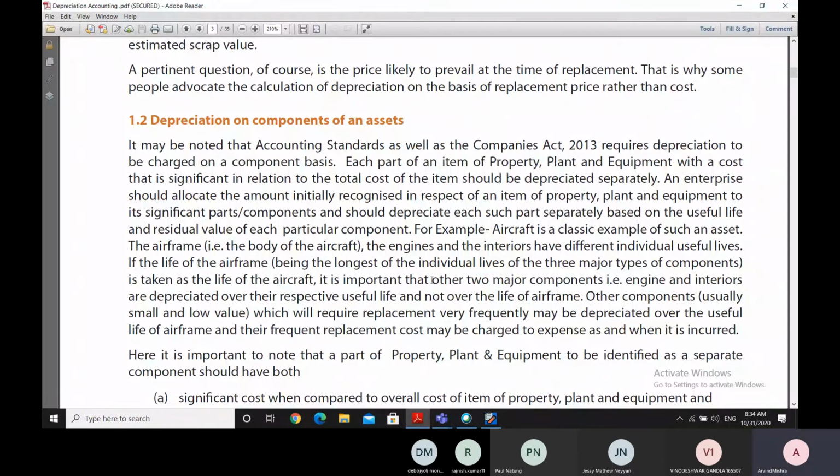So it is important that the other two major components, that is the engine and the interiors, should be depreciated over their own respective useful lives, and not over the life of the airframe, because the airframe life may be much more compared to the life of the engine or the interiors. So we must identify suitable components of any property, plant, and equipment, based on whether it has a different useful life and whether it is a separate component that can be identified and needs to be depreciated.